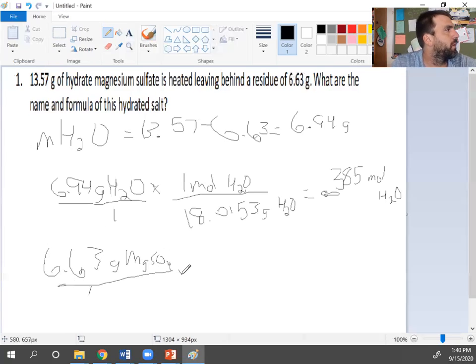over 1 times 1 mole MgSO4 over, Gabe, what was the molar mass? 120. That's bad. Try that again.